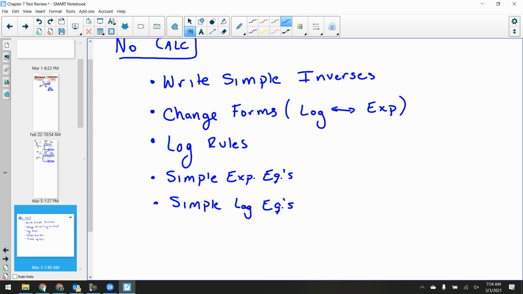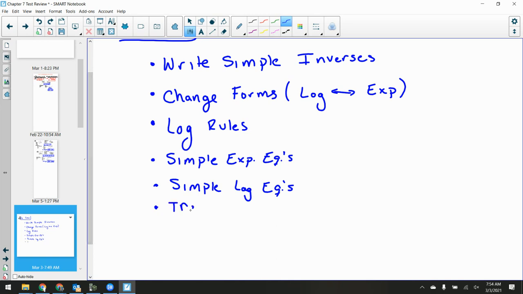Simple log equations. That basically means, if I can perform a logarithm pretty easily, if I can take a log and turn it into an exponential pretty easily, and it's easily computable, then that's the route to take. Again, if you're looking at a problem and you're thinking, man, I need my calculator to do this, there's got to be some other way around it. There's got to be a different method of solving. And we learned a variety of different methods of solving these equations, so there's got to be a different way around it.